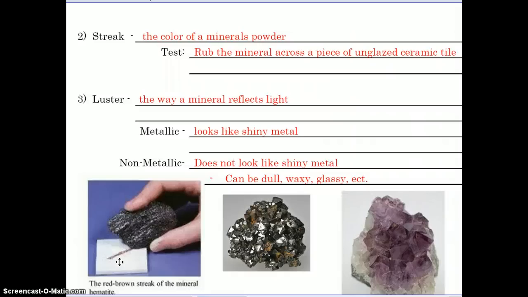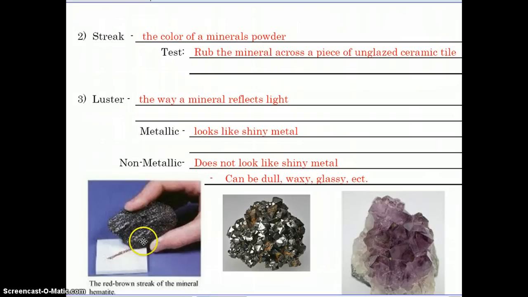But many minerals that have a streak, it's a very distinctive color, and no matter what the mineral looks like, the color is going to be the same. So you may have a very silvery looking piece of hematite, but it's always going to have a red-brown streak. So streak can be very helpful in identifying minerals.